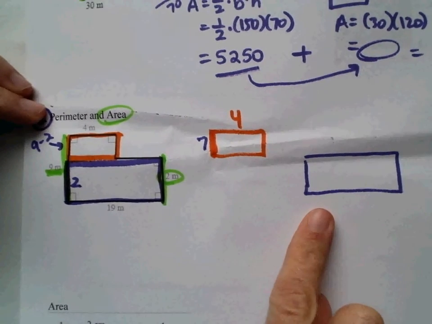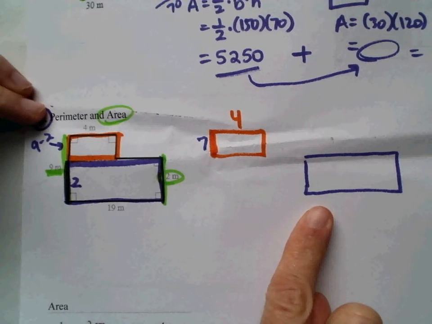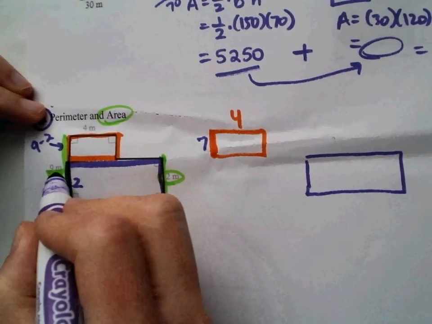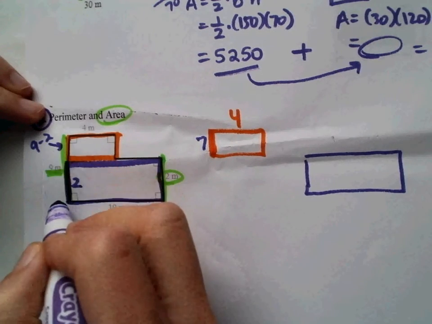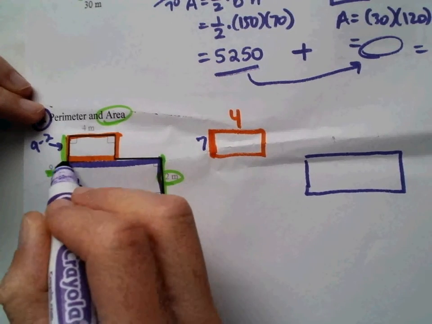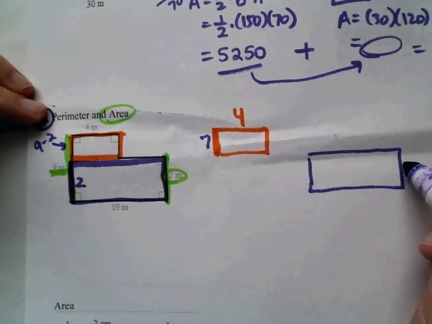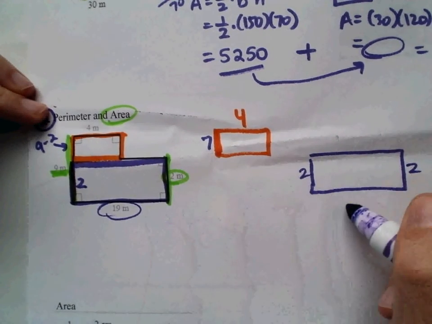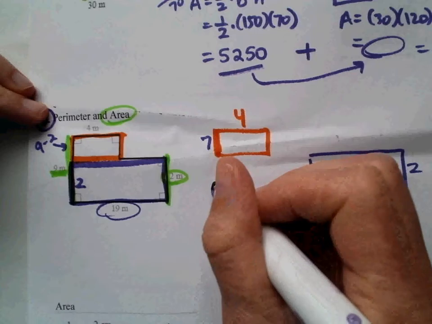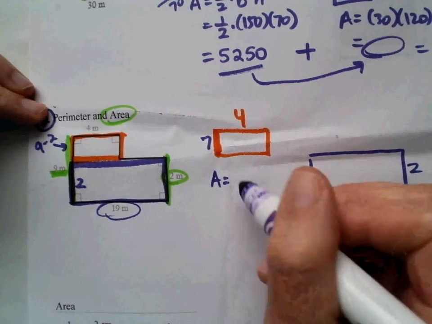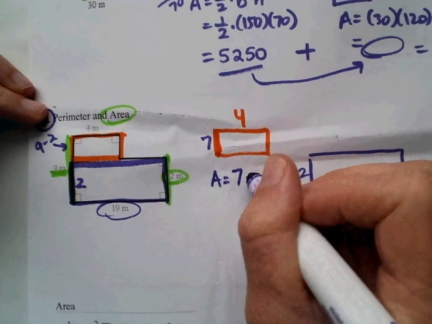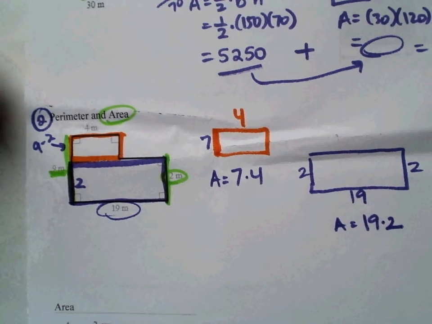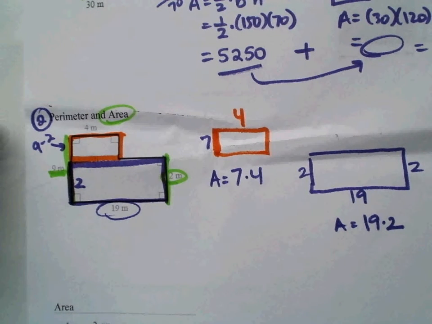All right, now let's look at the purple one. Those numbers are already here. You don't want the 9 because 9's the whole side, and I only want from here to here. So that's why I want 2. It doesn't matter where you put that. And then 19 down here is that one. So to do the orange one, it's length times width, 7 times 4. To get the purple one, it's 19 times 2. Get those numbers, add them up.